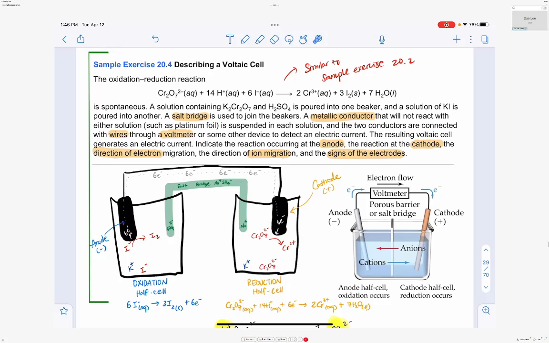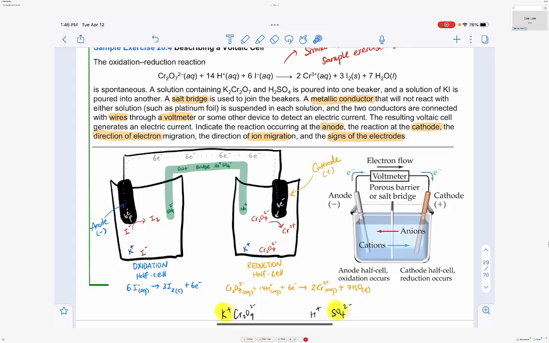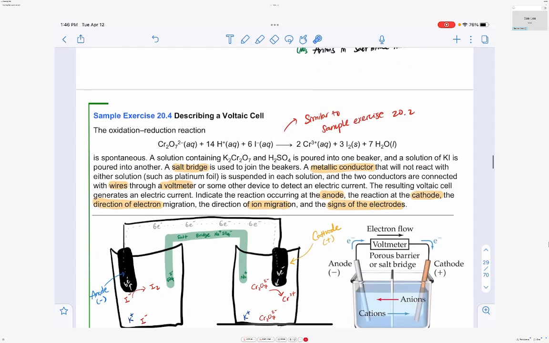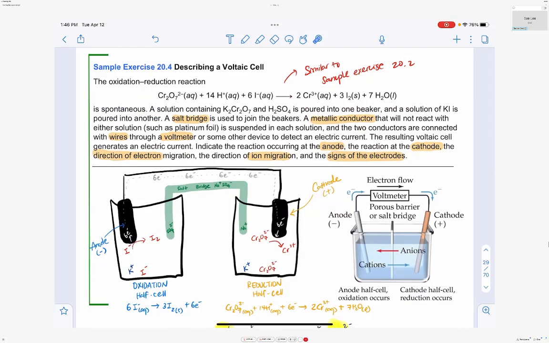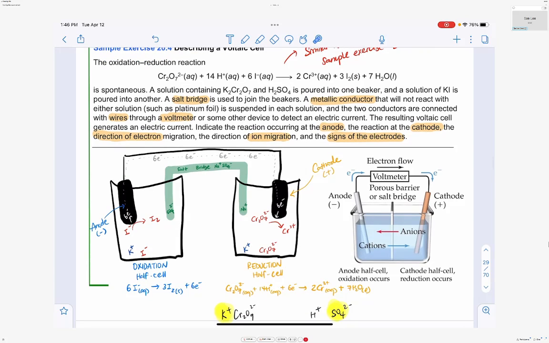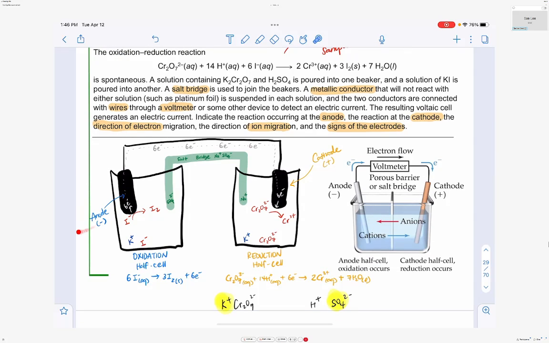I am not going to go over that part because I'm running out of time. If you can, try to figure out the oxidation and reduction half reactions by yourself. And again, you can always get help from sample exercise 20.2. So the reduction half reaction is this. The oxidation half reaction is this. From this diagram, if the left cell is anode, oxidation occurs here. So the reaction occurring in this cell is going to be this oxidation reaction.